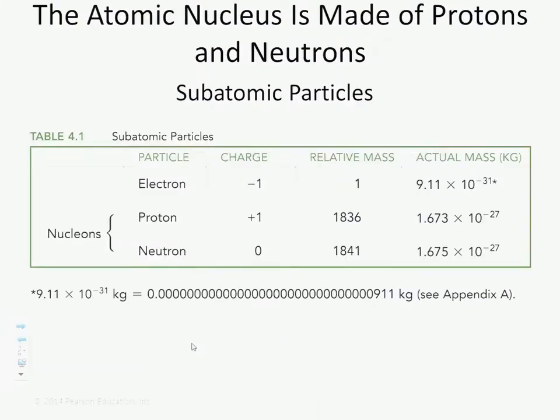All right, so this is kind of a summary slide. The three subatomic particles that exist within the atom are the electron, the proton, and the neutron. The proton and the neutron exist within the nucleus. The electron has a negative charge, the proton has a positive charge. The neutron has no charge. The electron has a really small mass compared to the proton and the neutron, so much so that it's almost insignificant.